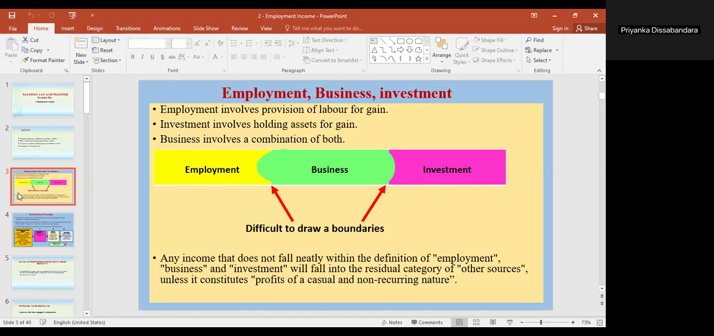First of all, we have to categorize income. If it is under employment, we should categorize it under employment. Business, investment, like that. පළවෙනිම අපි ඉන්කම් එකක් ගත්ත ගමන් බලන්න මේක employment. Then as I explained, it is very difficult to draw a line between employment, business, and investment.